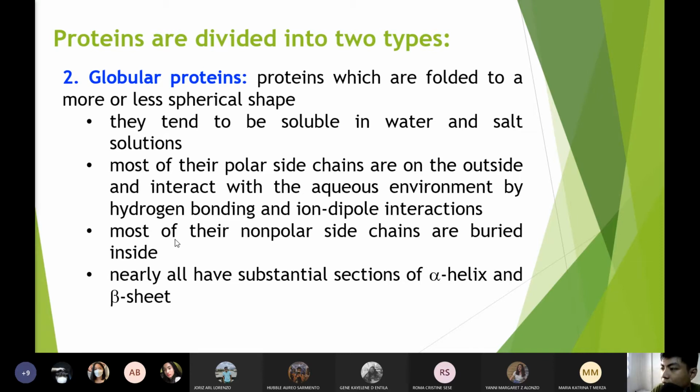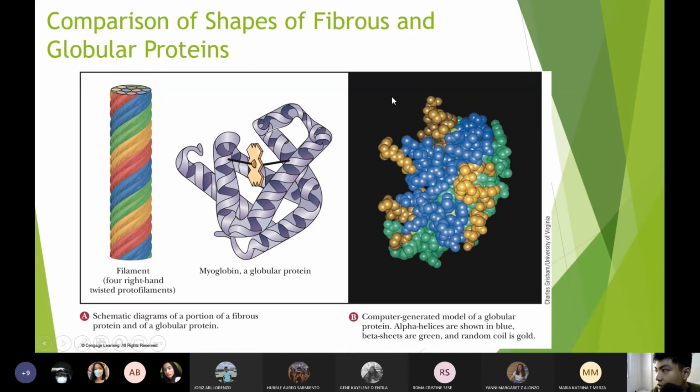Okay? So ayan. So these are some examples of globular protein. So this is myoglobin. Okay? So ito ay somehow similar with hemoglobin. Okay? So yan. So it is globular, and as you can see, may mga repeating patterns tayo dyan ng beta-alpha sheets. Okay?